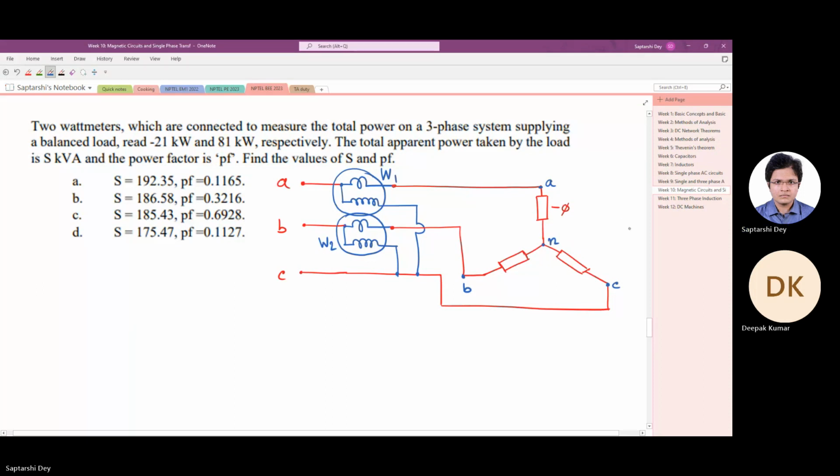All right. Now this wattmeter W1, let us say it reads minus 21 kilowatts. So it may also happen that the total power is from your left side to right side, but one wattmeter is reading minus 21 kilowatt. It depends on the power factor. And the other one is reading 81. So definitely the total power that is being delivered to the system is 81 minus 21, 60 kilowatt.